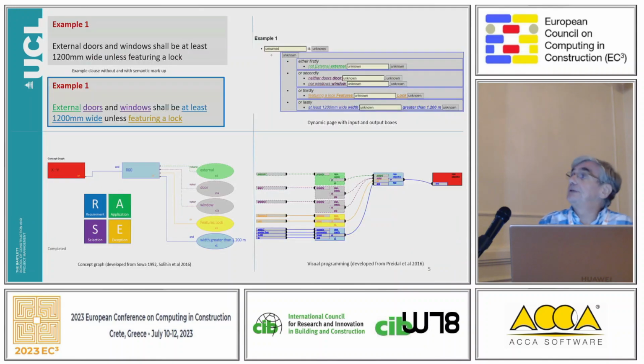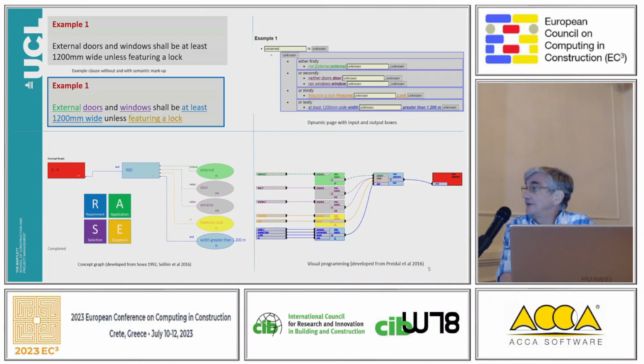So let's do a simpler example now. Top left: external doors and windows shall be at least 1200 millimeters wide unless featuring a lock. I don't know why you would have such a rule, but it's a nice example. And you can see below it, I've done the markup: the applicability of this rule is to external things. There's a selection of objects, doors and windows. There's a requirement, at least 1200 millimeters wide, and there's an exception, featuring a lock. So just doing that colouring, we can generate the other three documents on the screen.